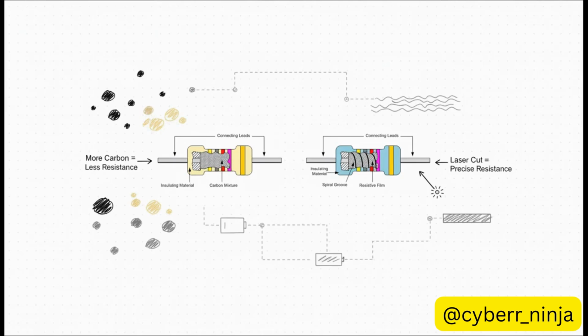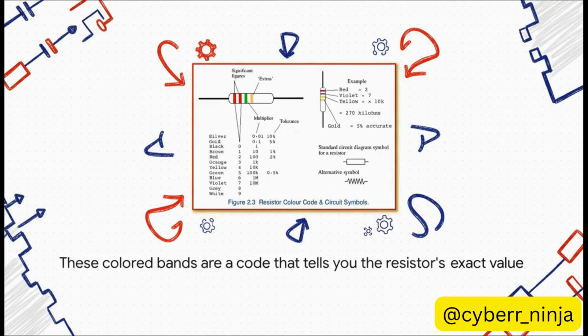And what's inside is surprisingly simple. A common one is just a mix of carbon dust and a ceramic binder. The more carbon you have, the easier it is for electricity to flow, which means less resistance. Some of the more advanced ones use a super thin metallic film, and a laser actually cuts a little spiral groove in it to fine-tune the resistance to an exact value. Pretty cool.